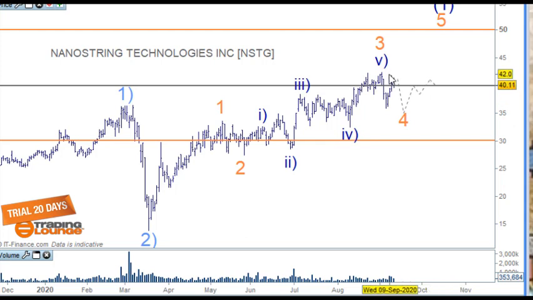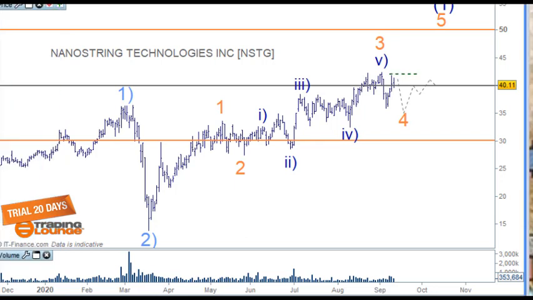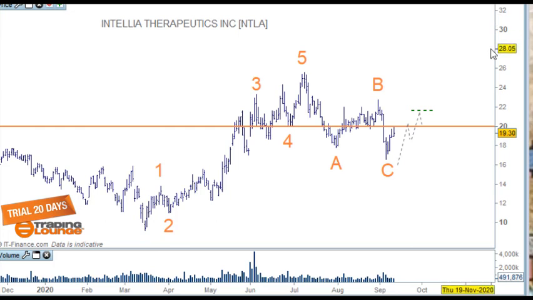So we just need to be a bit mindful about that, but we can look to go long above this current high here, so it shouldn't breach that. If it does breach that, well, then we can go long at that point. Okay, so that's all pretty simple at this stage for NanoString. Let's go to the next stock.